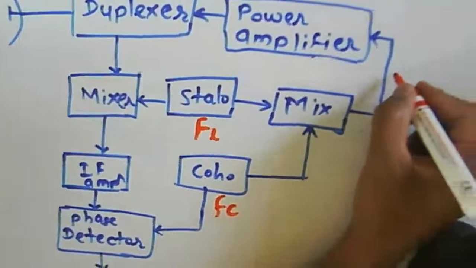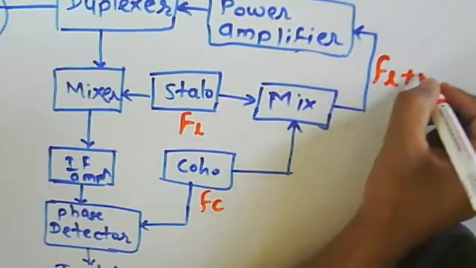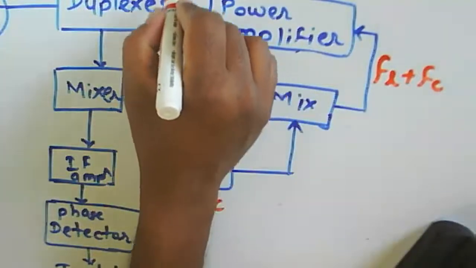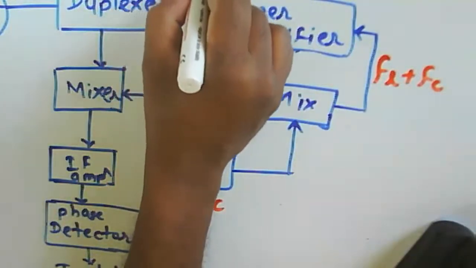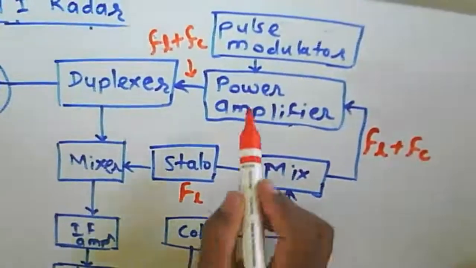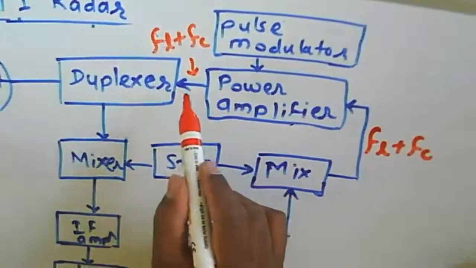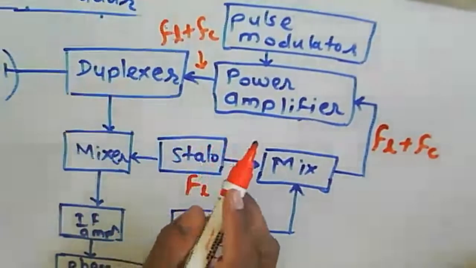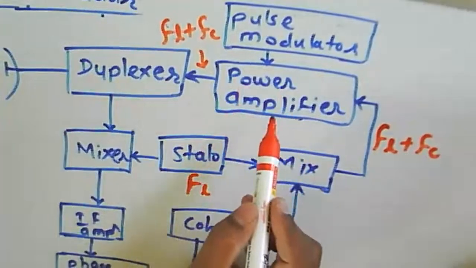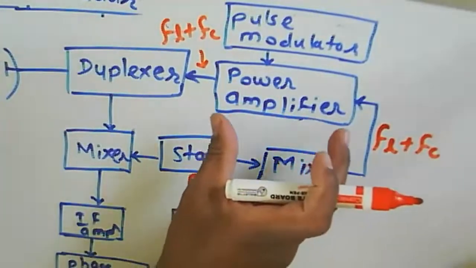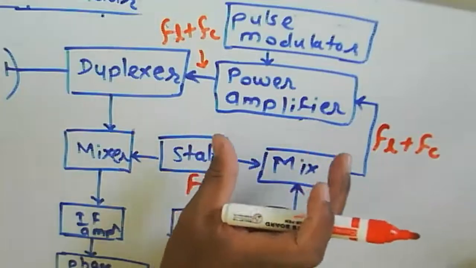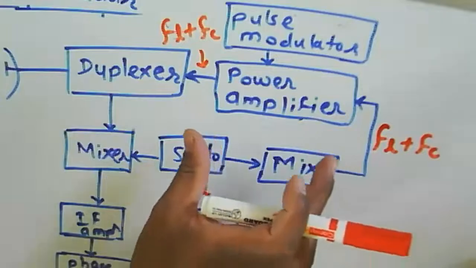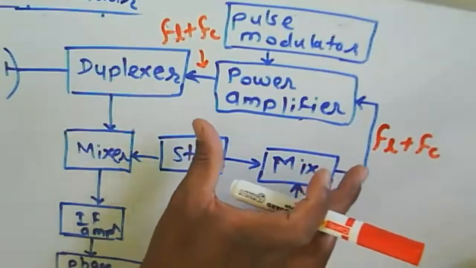So the output we are getting at the mixer consists of f_L plus f_C. Now this f_L plus f_C is amplified, and then it will be transmitted. That's why we have a duplexer there. We are using a power amplifier to get the high power signal. So that's why we need a high gain output, a high power, large signal that is to be transmitted. That's why we use a power amplifier.